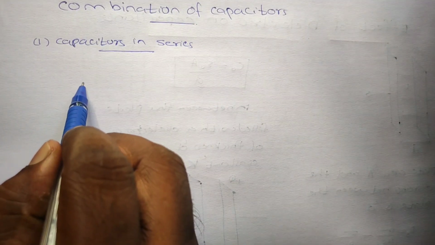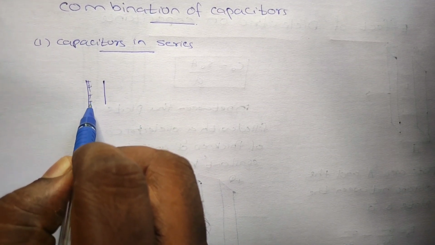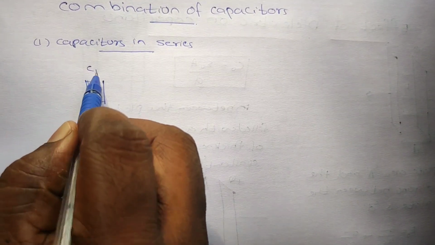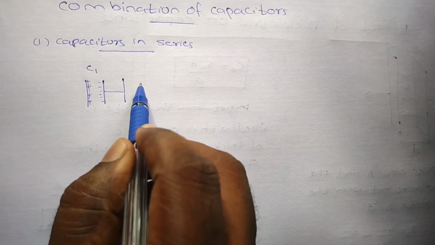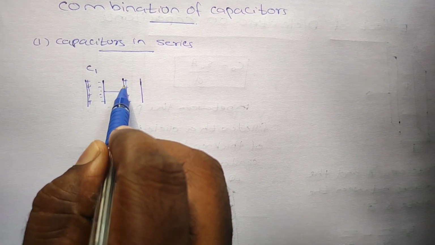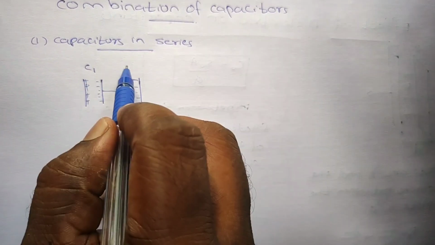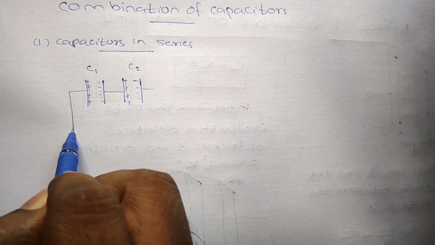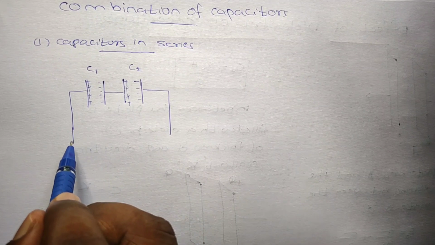How is the series combination made? Series combination means this is the positive plate and this is the negative plate of this capacitor. The capacitance of this capacitor is C1. Then in the series combination, the positive plate of one capacitor is connected to the negative plate of the other. So the positive plate of this is connected to the negative plate of this. That is C2. Clear? This entire thing is connected to a voltage source. You can consider it to be a voltage source.